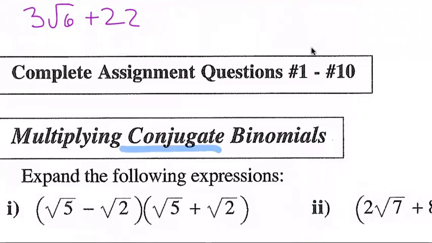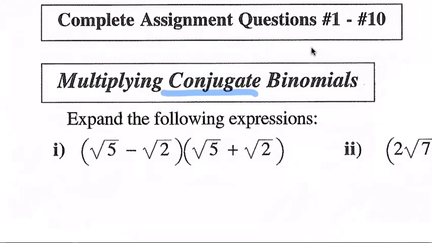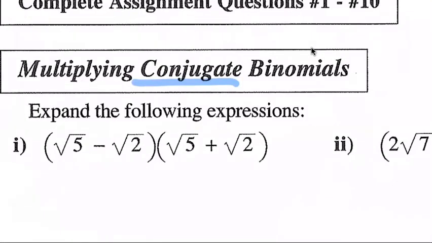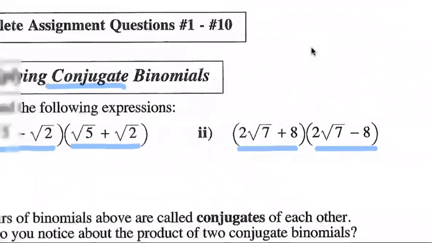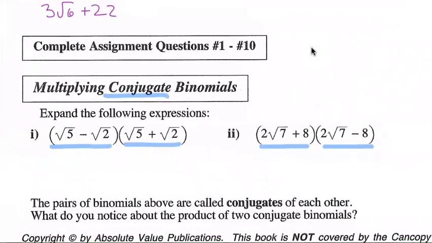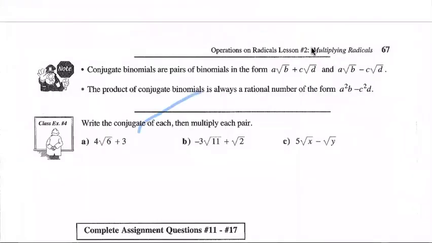Well, what's a conjugate binomial? Number one here, this is an example of a conjugate binomial. Square root 5 minus square root 2, square root 5 plus square root 2. Exact same radicals. One's plus, one's minus. It doesn't matter which one's plus, which one's minus, as long as you have 1 plus, 1 minus. So this one is plus minus the other way around. Okay. So you can create conjugates. Let's flip over to the next page real quick. We can create conjugates just by changing that sign.